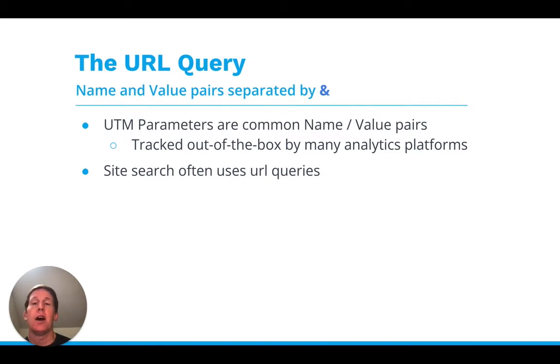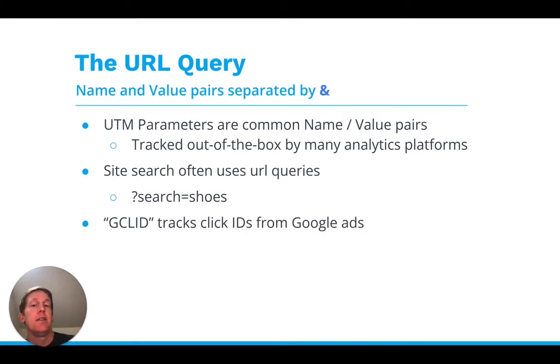Site search often uses URL queries as well. So if you type something in a search box on a website, the URL might return a query that has search equals shoes if you typed shoes into the search box, and then it'll dynamically return a page with search results that are related to shoes on the website.